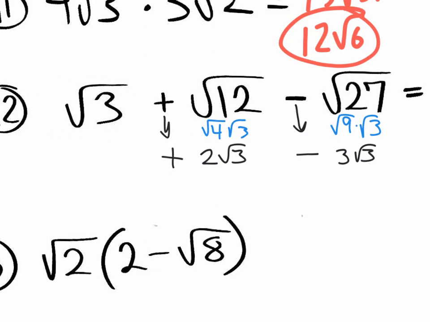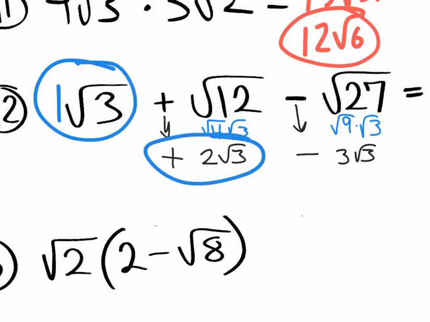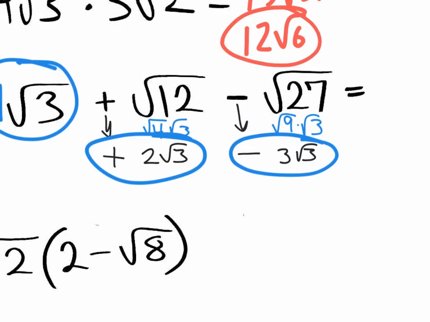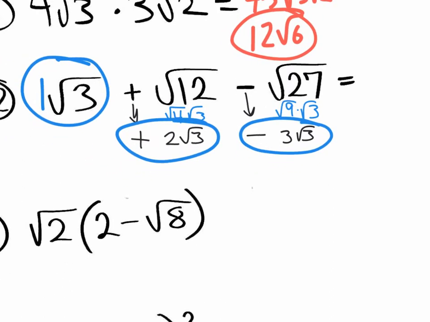This is really like an invisible 1 right here. It's like 1 square root of 3 plus 2 square root of 3. How much is that so far? That's 3 square roots of 3. And then take away 3 square roots of 3. Final answer actually is 0 right here. Cero. Cero entero.